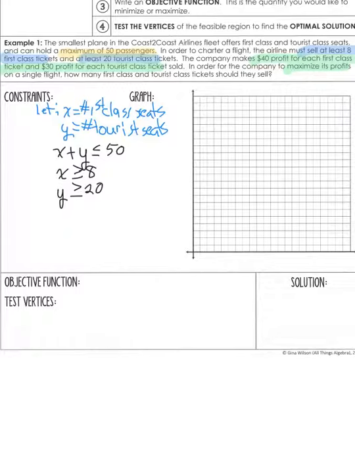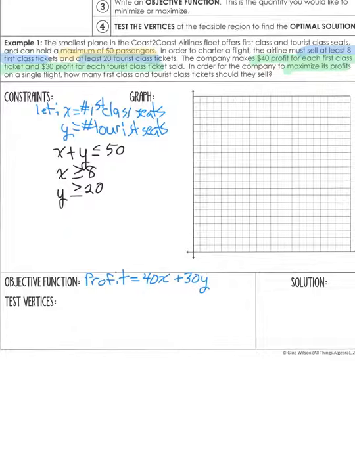So our objective is to maximize profit, so that is where our objective function comes into play. So since we're maximizing profits, we get $40 for each first class and $30 for each tourist. So I'm going to write my objective function here. So profit equals $40 times every first class ticket plus $30 times every tourist class ticket.